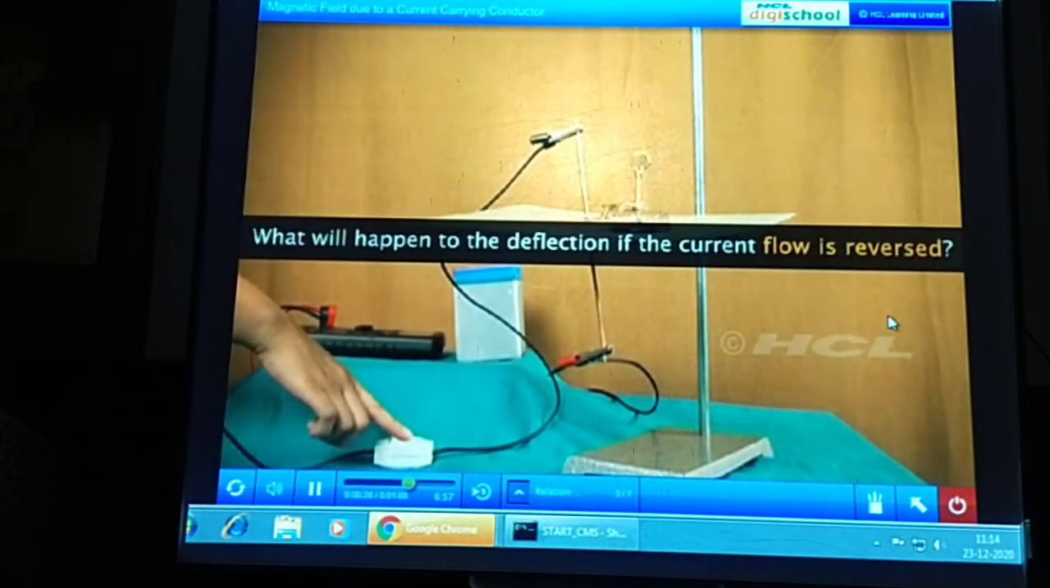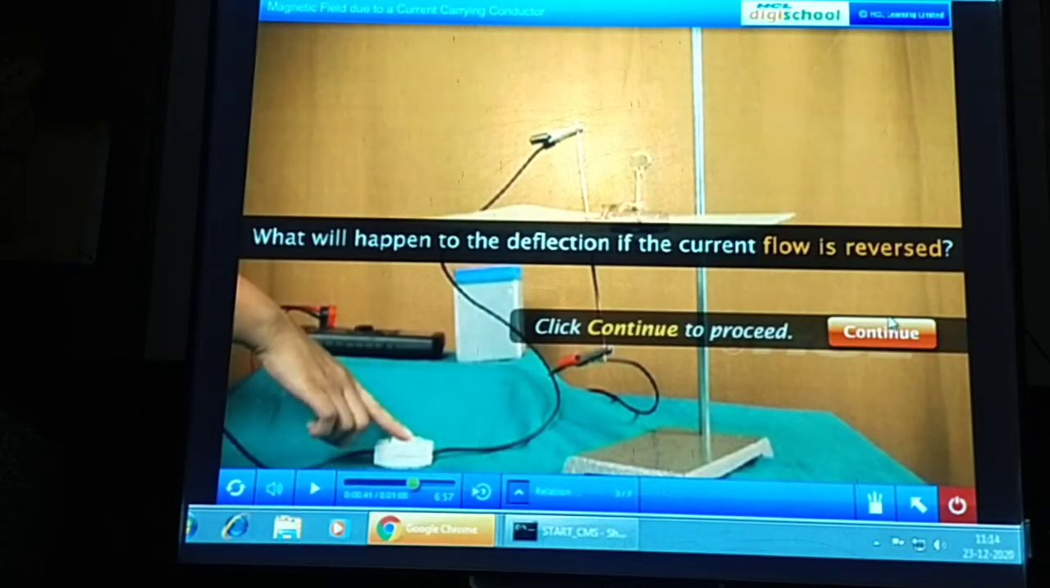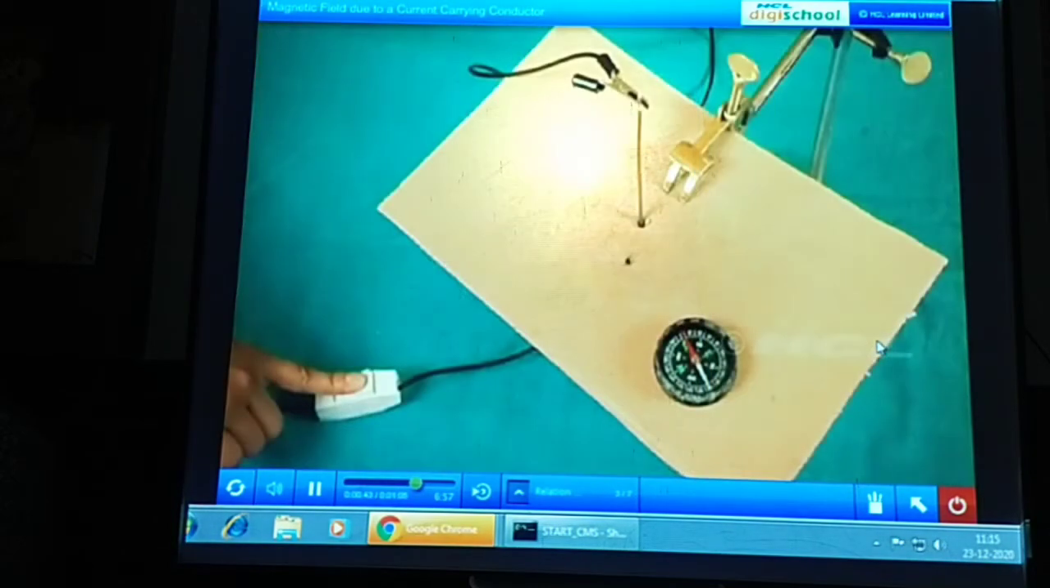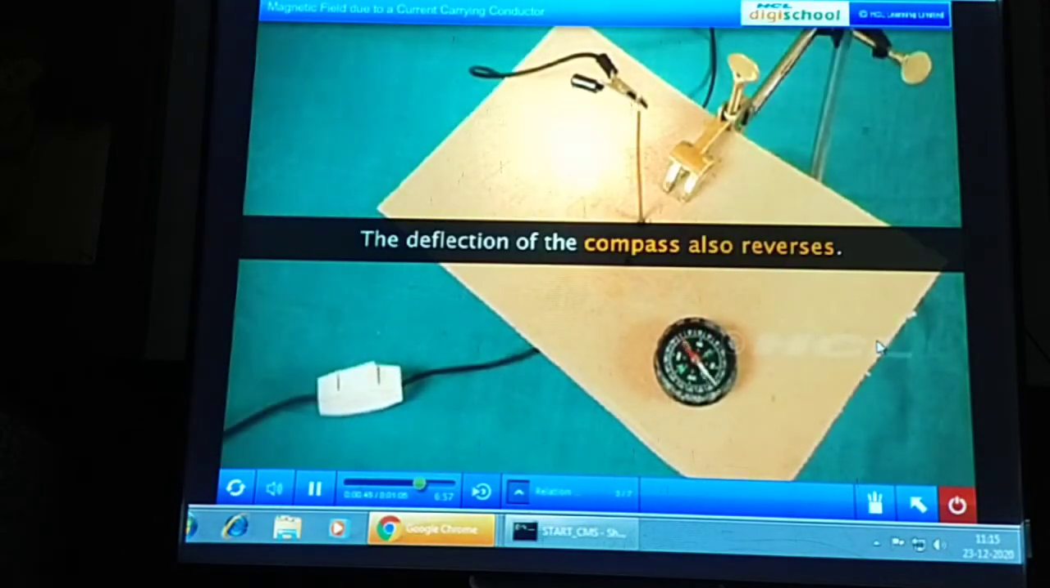What will happen to the deflection if the current flow is reversed? करंट फ्लो अगर रिवर्स हो जाएगा, उसी डायरेक्शन में फ्लो नहीं होके दूसरे डायरेक्शन में फ्लो होगा, तो क्या होगा बेटा? देखिए, the deflection of the compass also reverses, indicating that the direction of the magnetic field lines has changed.